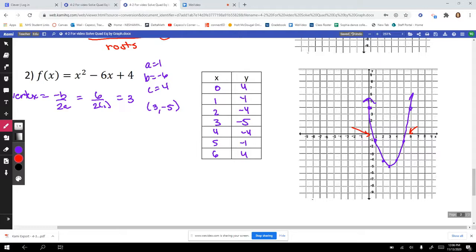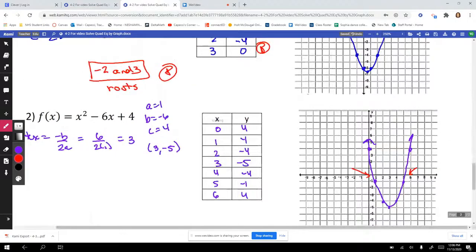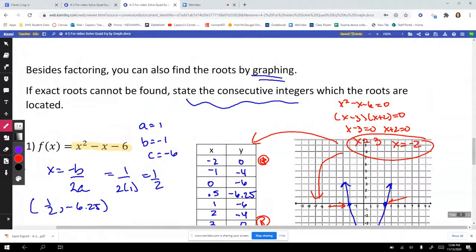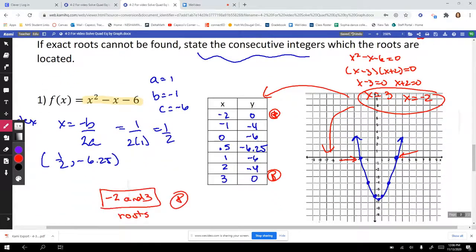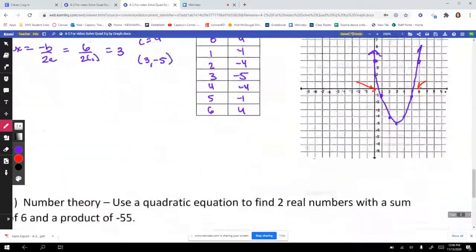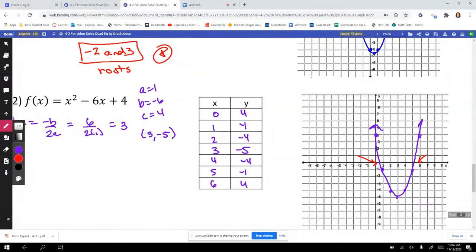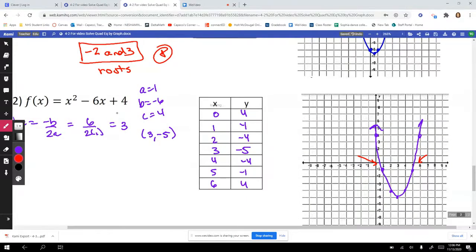We don't know. So in this case, remember, we said if we can't find it, we're going to talk about the consecutive integers where the roots are located. So remember, it crosses the x-axis when it goes from a positive to a negative or vice versa. So let's look at our table. That happens there and it happens there. Okay, this is where it crosses the x-axis. And here's where it's crossed the x-axis.